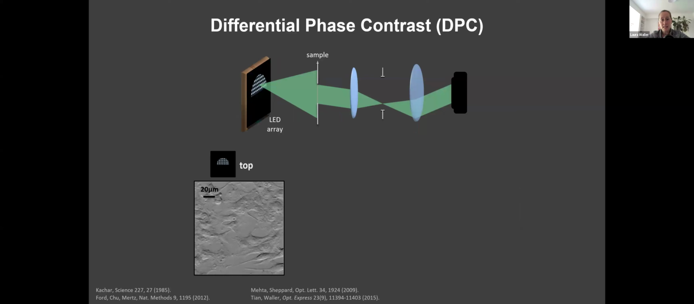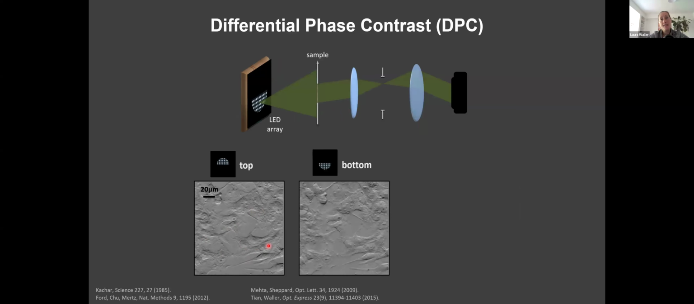And in fact, we wanted to get to quantitative phase, and we came to this method of differential phase contrast. So you take the LED array and you light up a half circle, say the top half circle, and that gives you this phase contrast image. It looks like a relief image of the cells. And then I take a second image where I light up the bottom half of the LEDs in that circle, and I get a different phase contrast image.